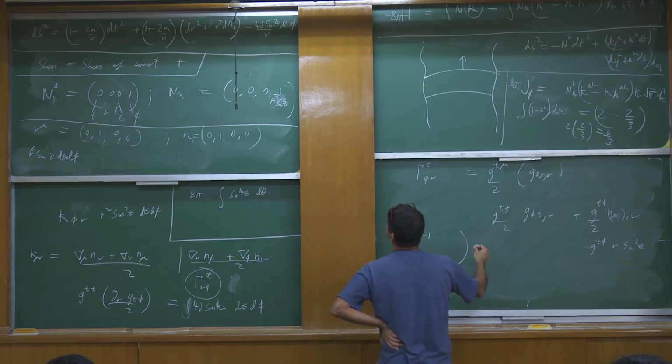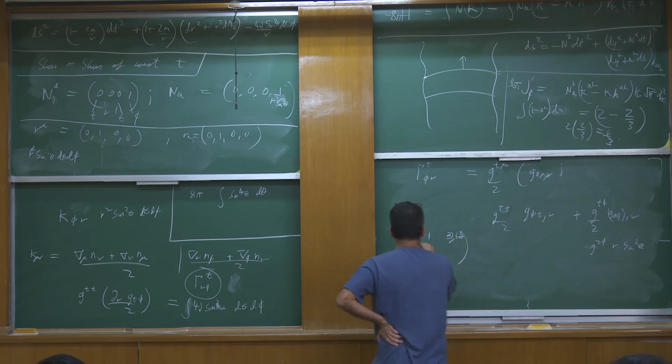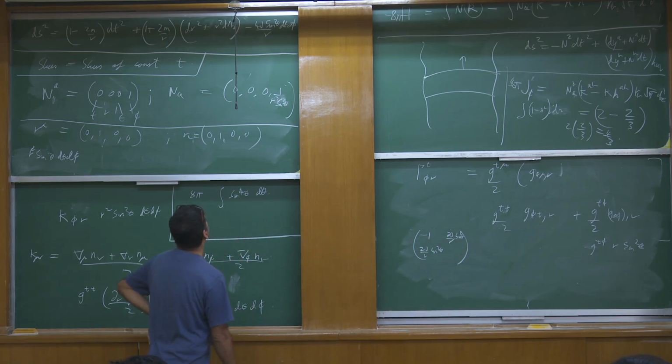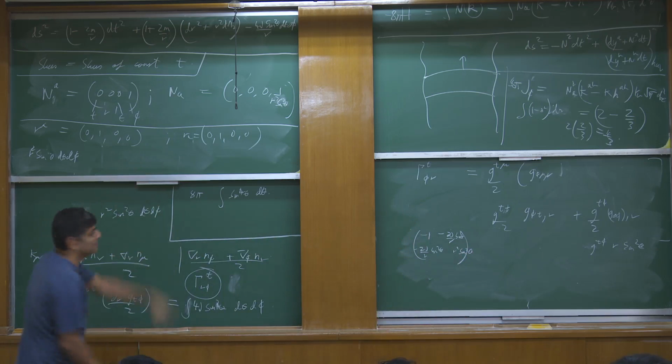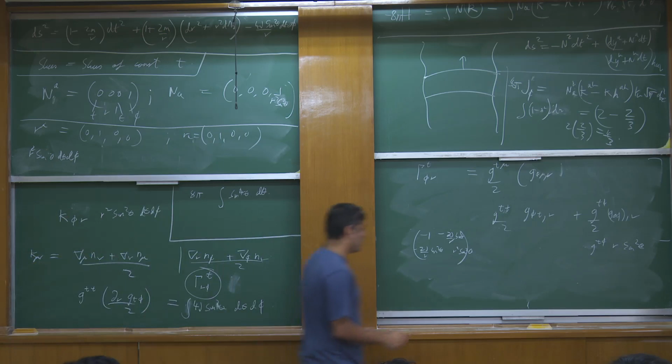But 2J by r sine square theta, 2J by r sine square theta, with a minus sign. And then finally, phi was r squared sine square theta. Everything else presumably sum. Okay. Great. So let's compute.